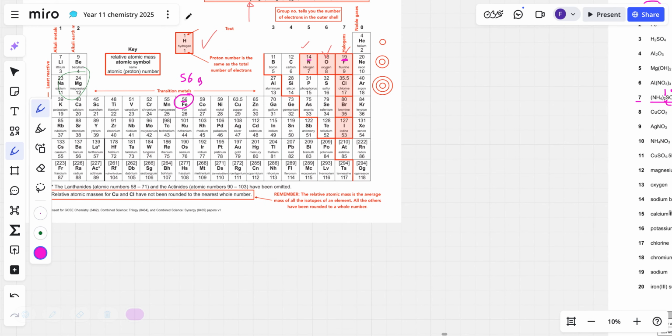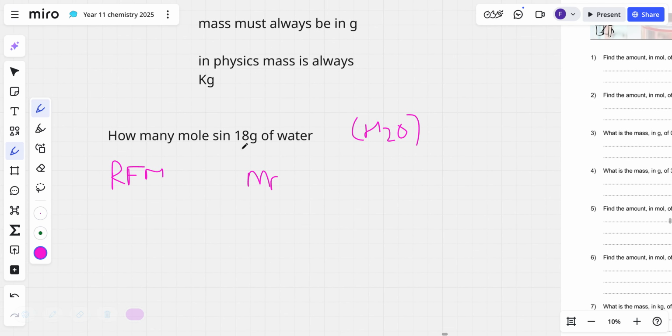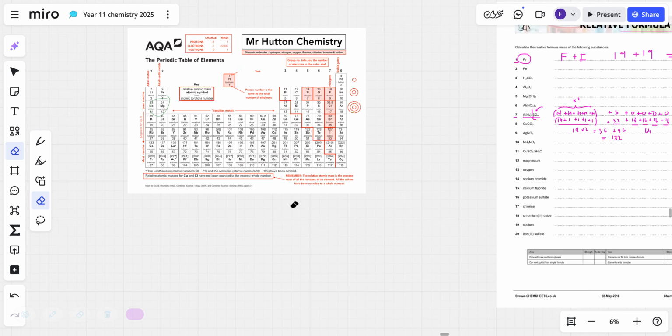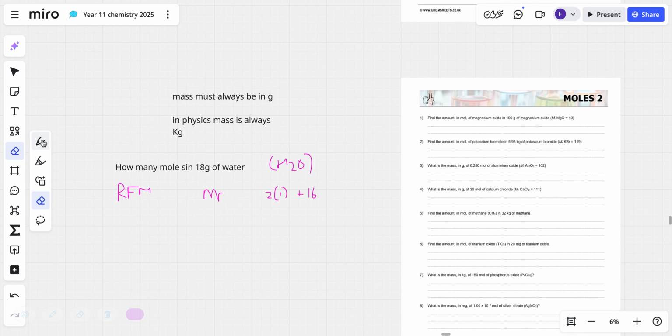In H2O, I've got two hydrogens. The big number at the top is 1. So I've got two hydrogens, so 2 times 1. And 1 oxygen, which is 16. Now, even though I've done that, I'm just going to double check. There you go. Oxygen, 16. So let's tidy this up from last session. So you go, right, my relative formula mass, or as I put it, my Mr for water is 18.